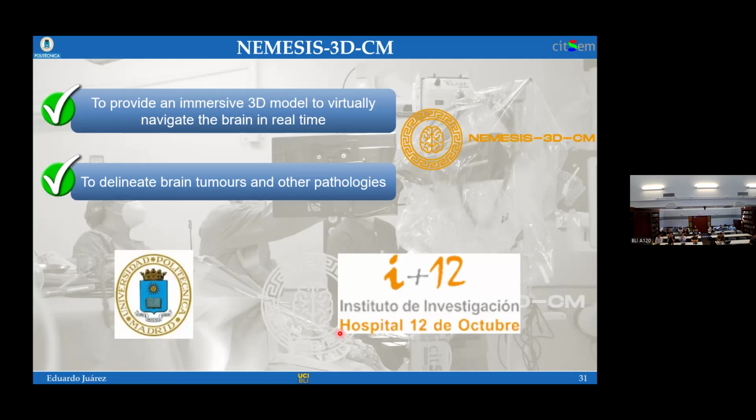In this case, it was not funded by the European Commission. It was funded at the regional level. So a small consortium, just University Hospital 12 de Octubre, one of the hospitals in Madrid, a big hospital covering probably a population of 1 million people. So really big stuff, and our research.